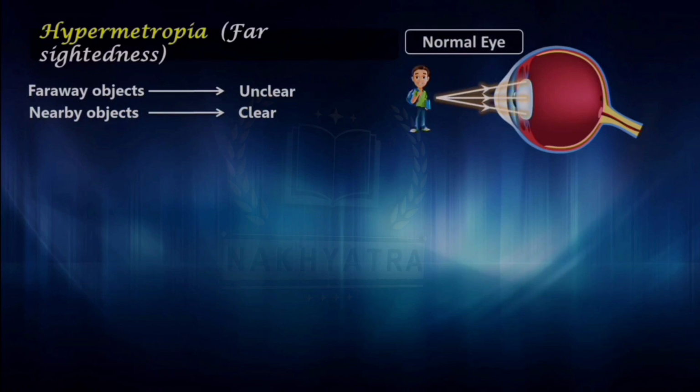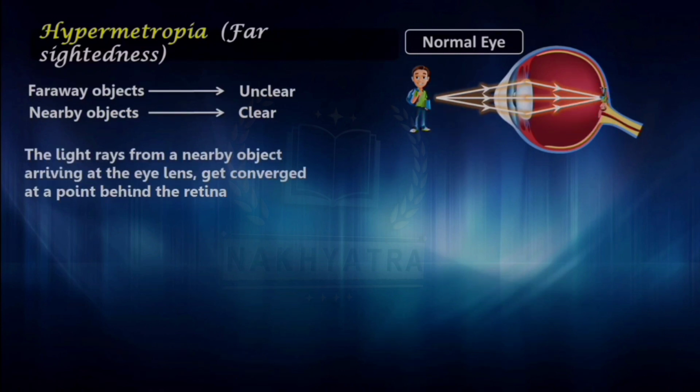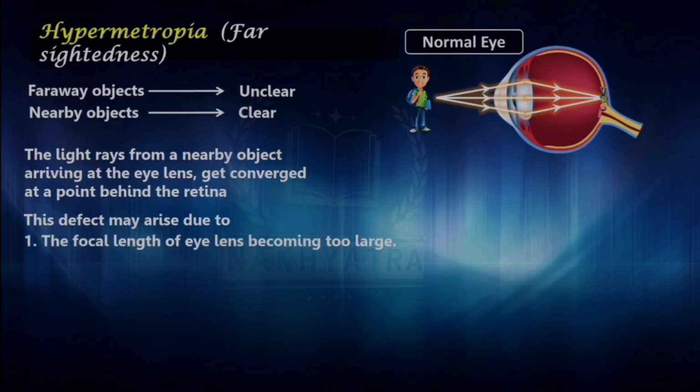Okay, now see here in normal eye, this is how the image forms on the retina. In case of hypermetropia, the light rays from a nearby object arriving at the eye lens get converged at a point behind the retina. This defect may arise due to the focal length of the eye lens becoming too large and the eyeball getting shortened.